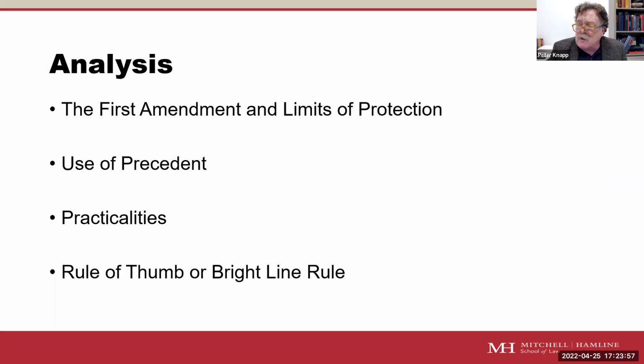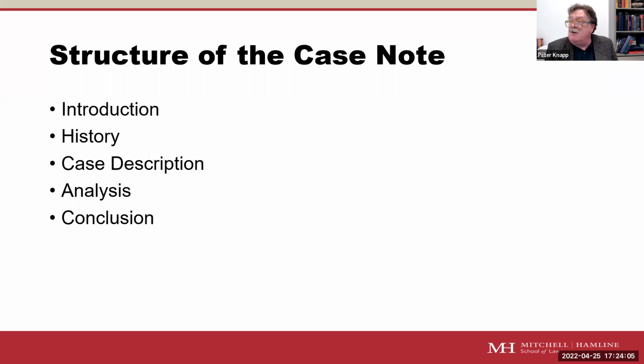The hard part, of course, is going to be doing the analysis and figuring out what the analysis is about. And to do that, you're going to need to have a firm grasp of your conclusion. And I think for many of us, this is always the most intimidating thing about writing a case note or opining on any particular case.